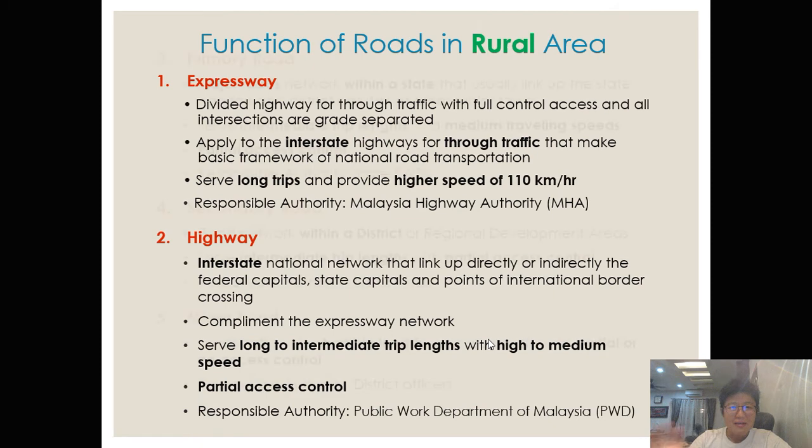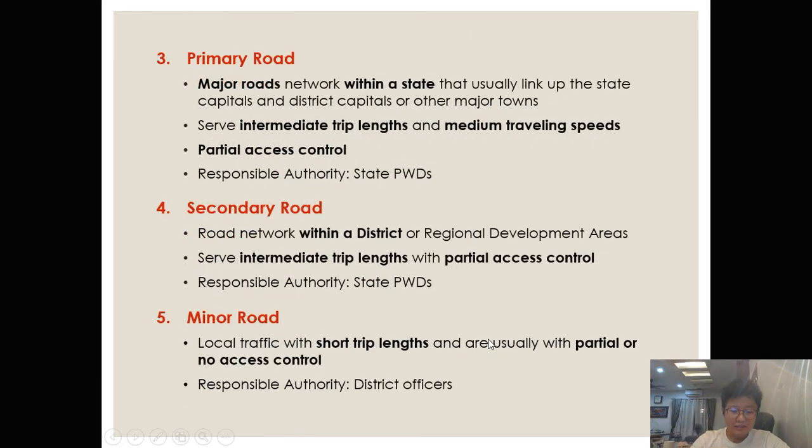Okay, let's move on. And the next subcategory to the rural roads are the primary roads, main roads lah senang cakap. So within a state lah, dia mungkin capital to district capital, apa nama kita panggil, ibu kota ke ibu kota lah, macam tu, dalam satu negeri. Intermediate punya trip, medium travelling speed, partial access control. So again, these are JKR punya kerja.